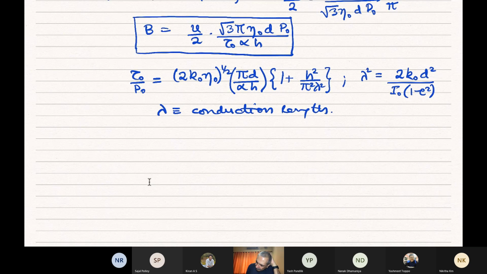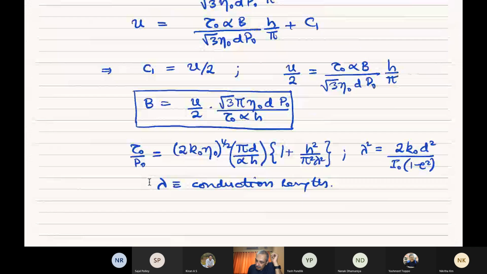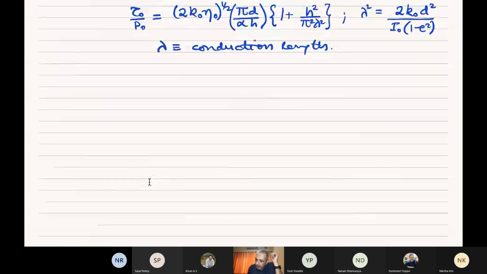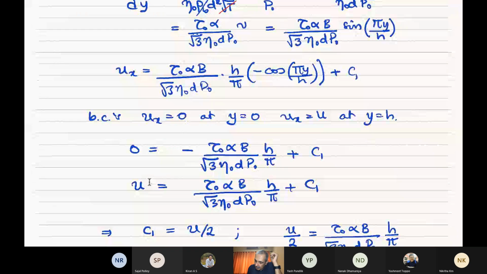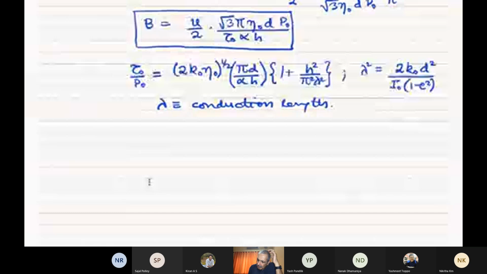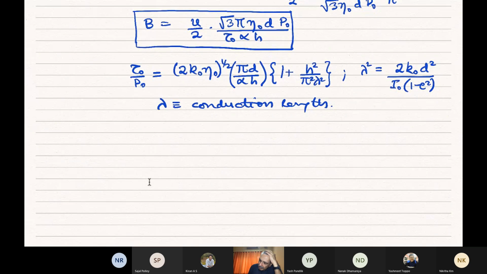So by doing this, essentially what we are saying is that we can now write both V and U. So now you can see that I have an expression for B, and now I can eliminate tau 0 and P0, which are quantities that you don't know a priori. Shear stress and pressure, we don't know those things. But everything else is known in B.